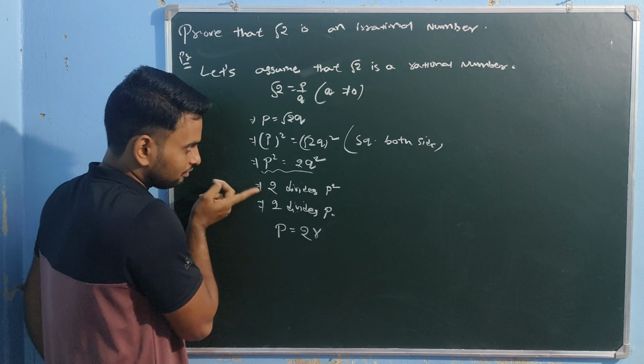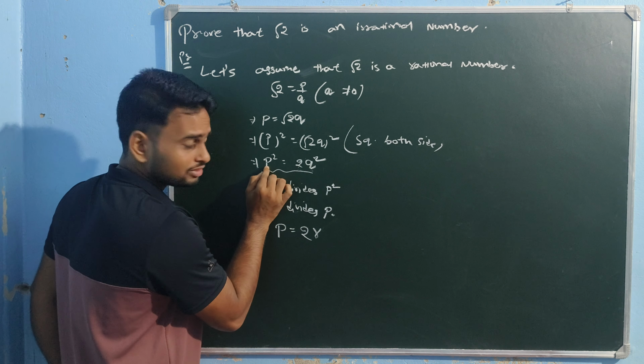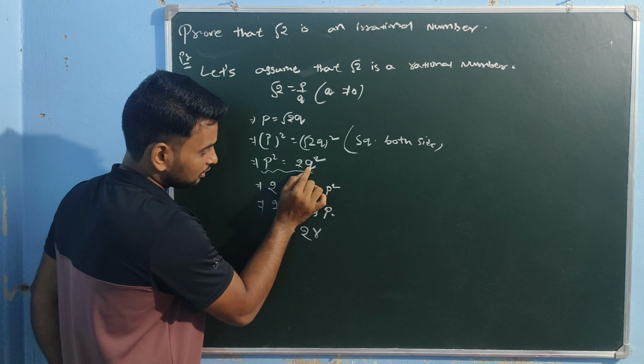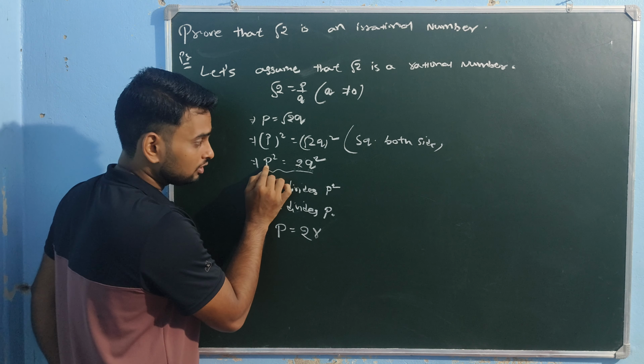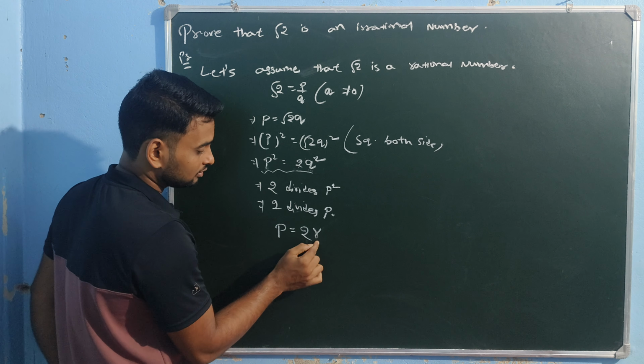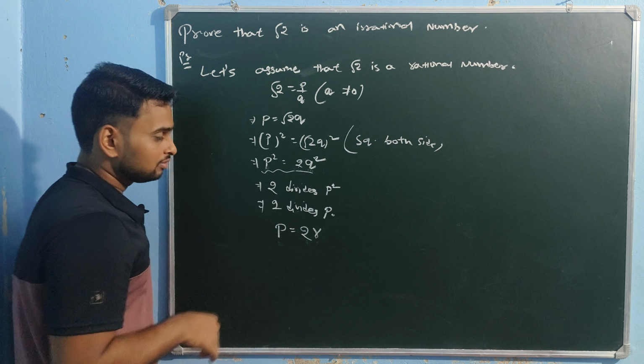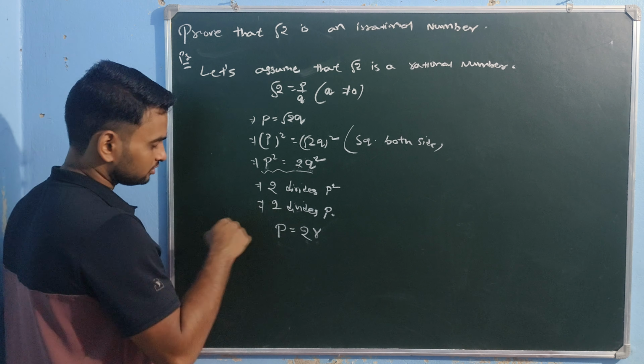Reverse the statement. If I multiply 2 with something, and the result is p square, that means 2 divides p square. If I multiply q square with 2 and the result is p square, then 2 divides p square. Similarly, if I multiply 2 with r and the result is p, then 2 divides p. Similar statement, but reverse the order.